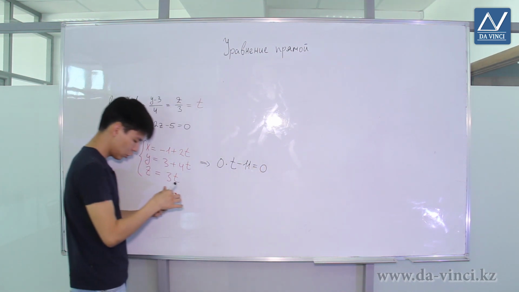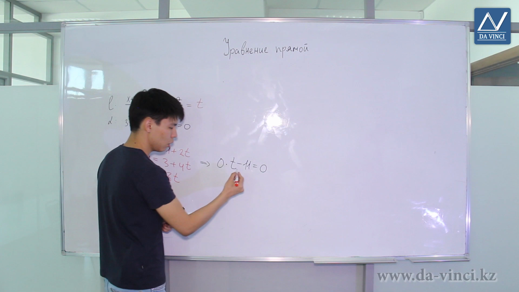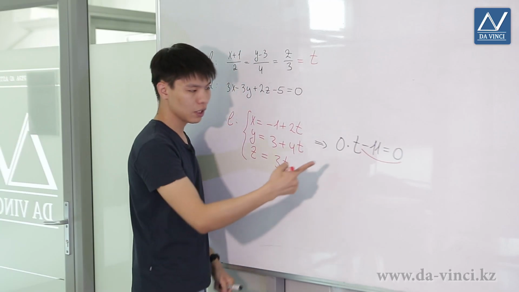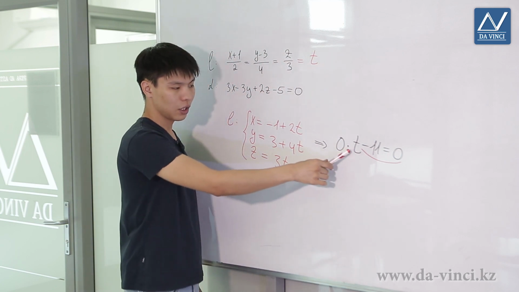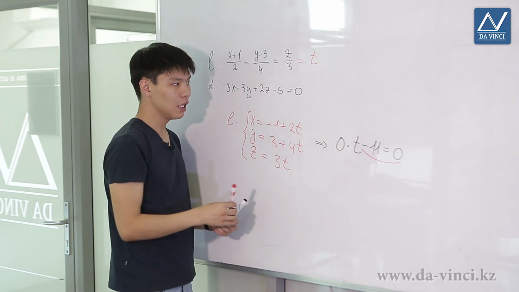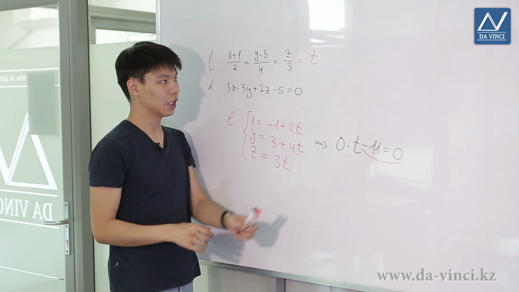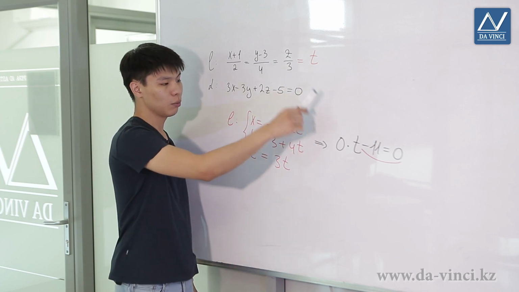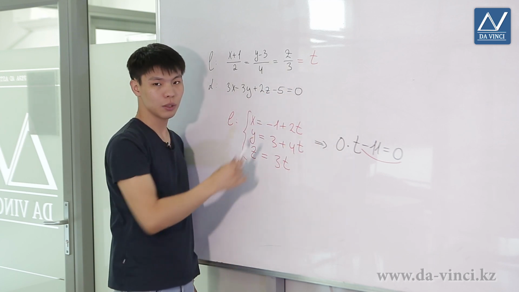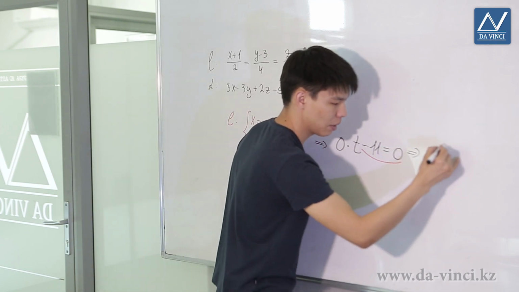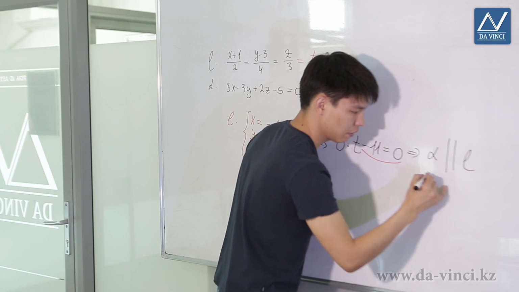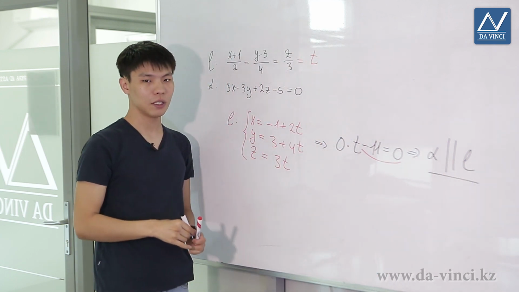Is equal to 0. We've got that we have 0 times t minus 11 equal to 0. It is false. That is, minus 11 isn't equal to 0. Thus, this equation has no solution. If this equation has no solution, then we cannot find t. We cannot find the point of intersection. If they don't have a point of intersection, then the line and the plane are parallel. This video lesson is over.